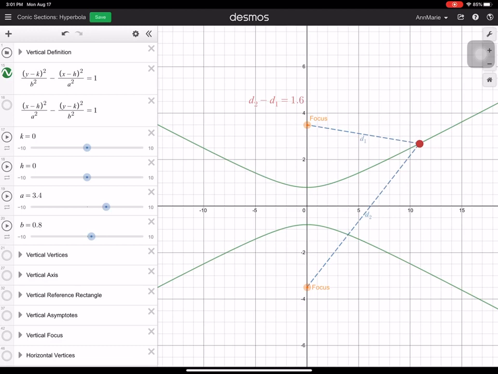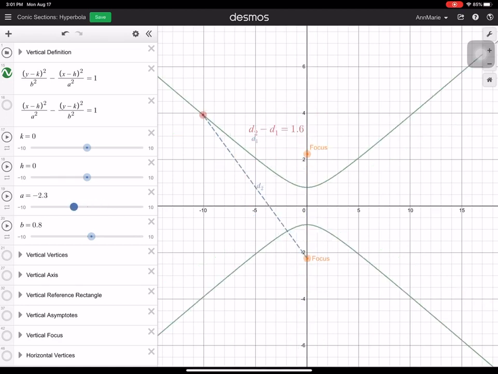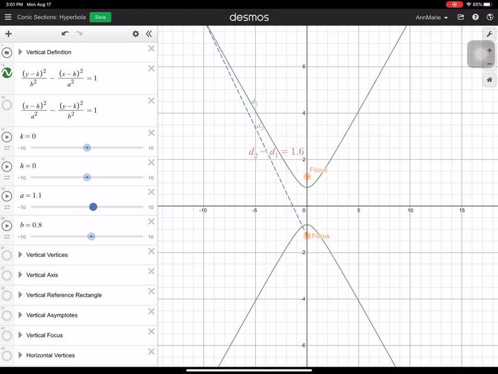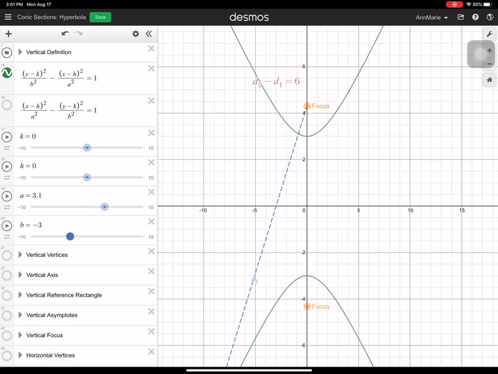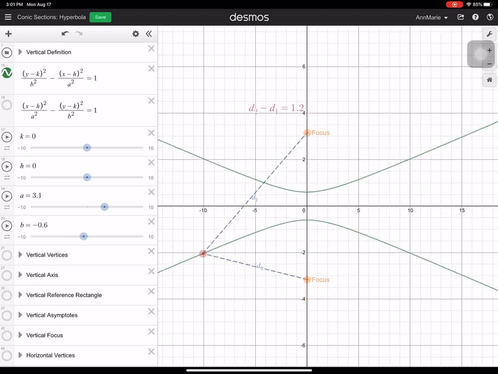So it's not the same for every hyperbola, but for any given hyperbola, that number is going to be the same. And I've got this point on the top of my hyperbola. If my point were on the bottom of the hyperbola, it wouldn't matter. It would be the same thing. All right, so that is the definition of the hyperbola.